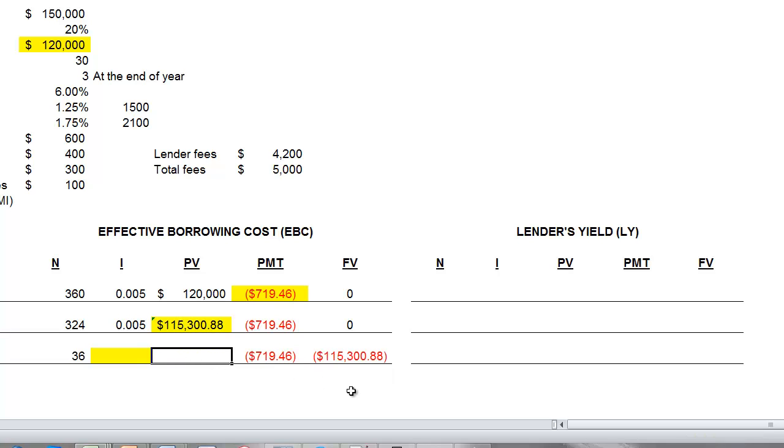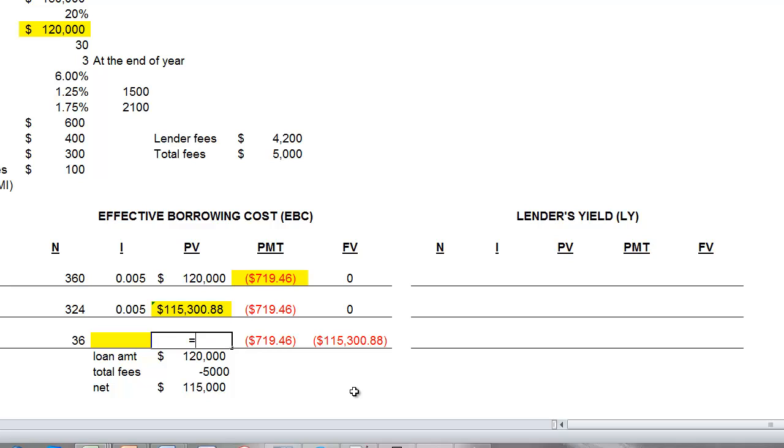Okay, so now in present value, what we're going to do is start off with the loan amount, and that's $120,000. And since this is EBC, I want to do total fees paid, and that is equal to minus 5,000. And so on a net basis, we only net 115,000 at closing.